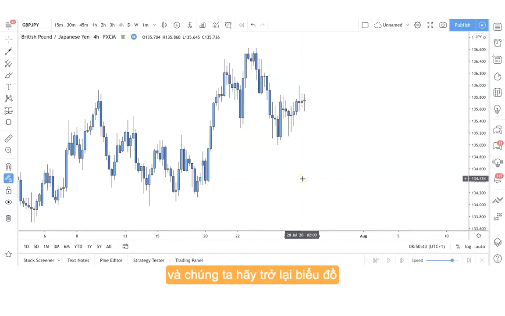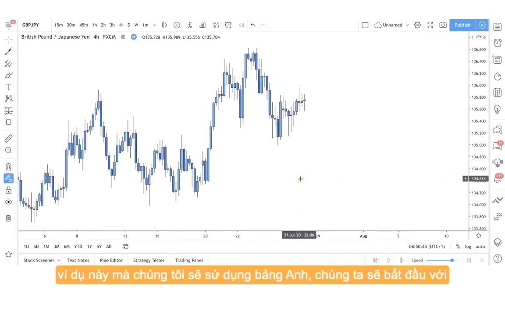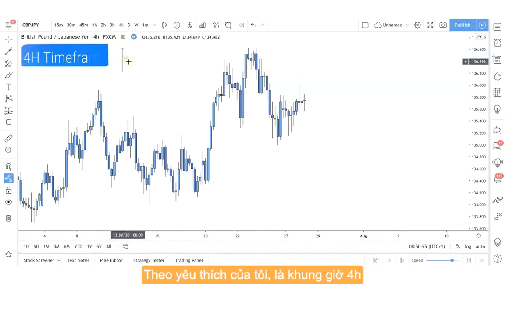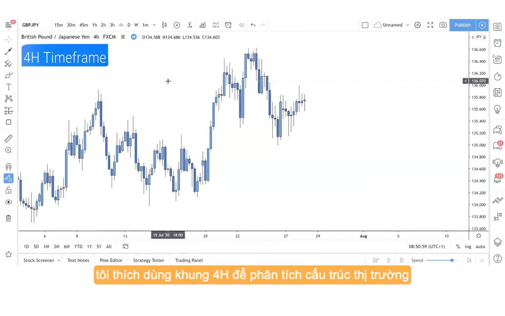Okay, so we're back at the charts. For this example, we're going to be looking at pound JPY. We're going to start with our first time frame. The first time frame that we're going to be using is the 4H time frame. In my personal opinion, this is my favorite time frame to trade on because I just love what the 4H does in terms of structure.